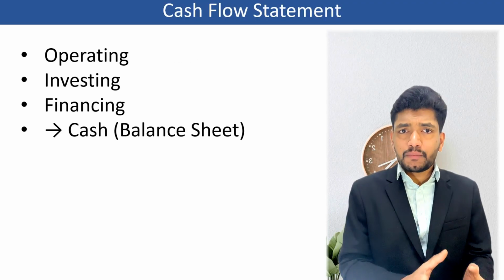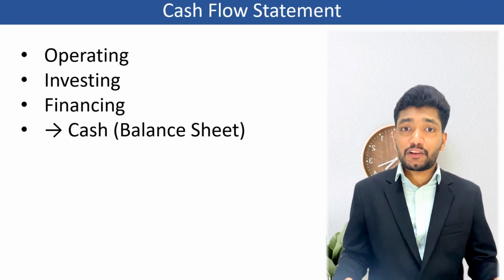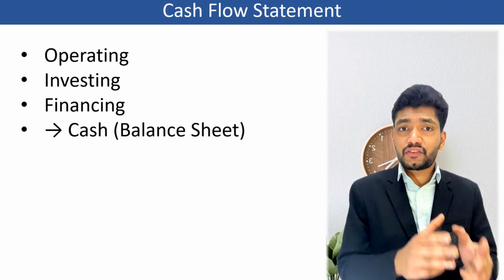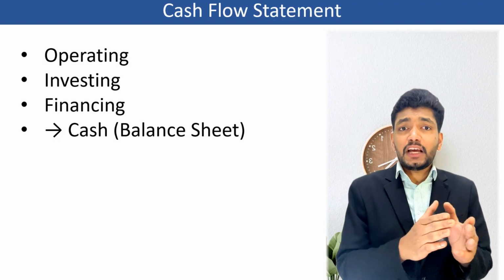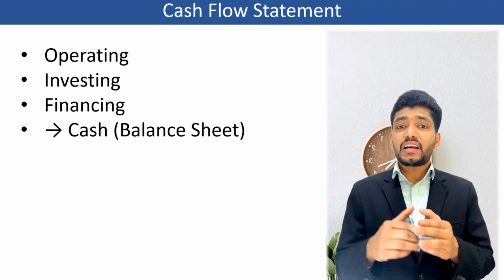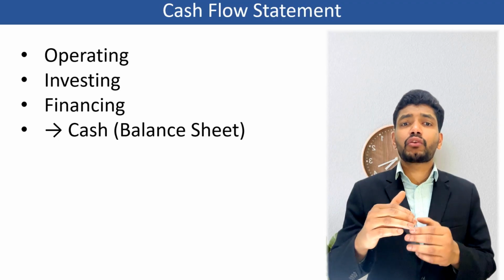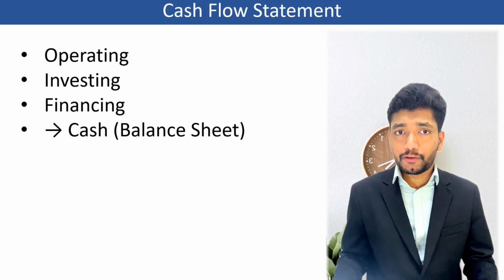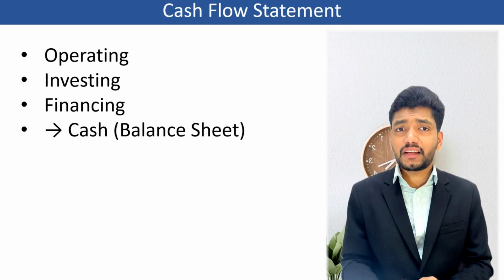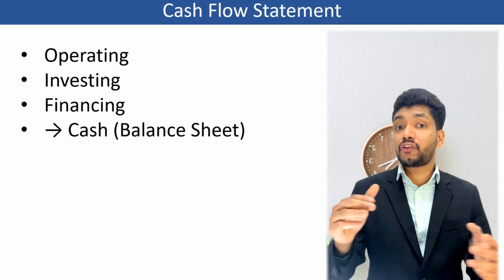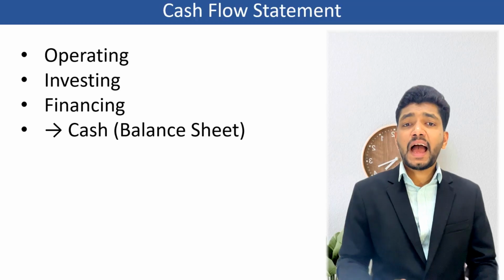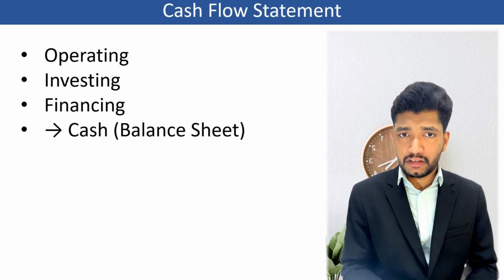Now come to the most misunderstood statement, the statement of cash flow. Remember this clearly: profit is accounting, cash is reality. The cash flow statement explains why cash increased or decreased during the period. It starts with the profit. Then it adjusts non-cash items like depreciation. Depreciation reduces profit but does not reduce cash. So we add it back in the cash flow statement.